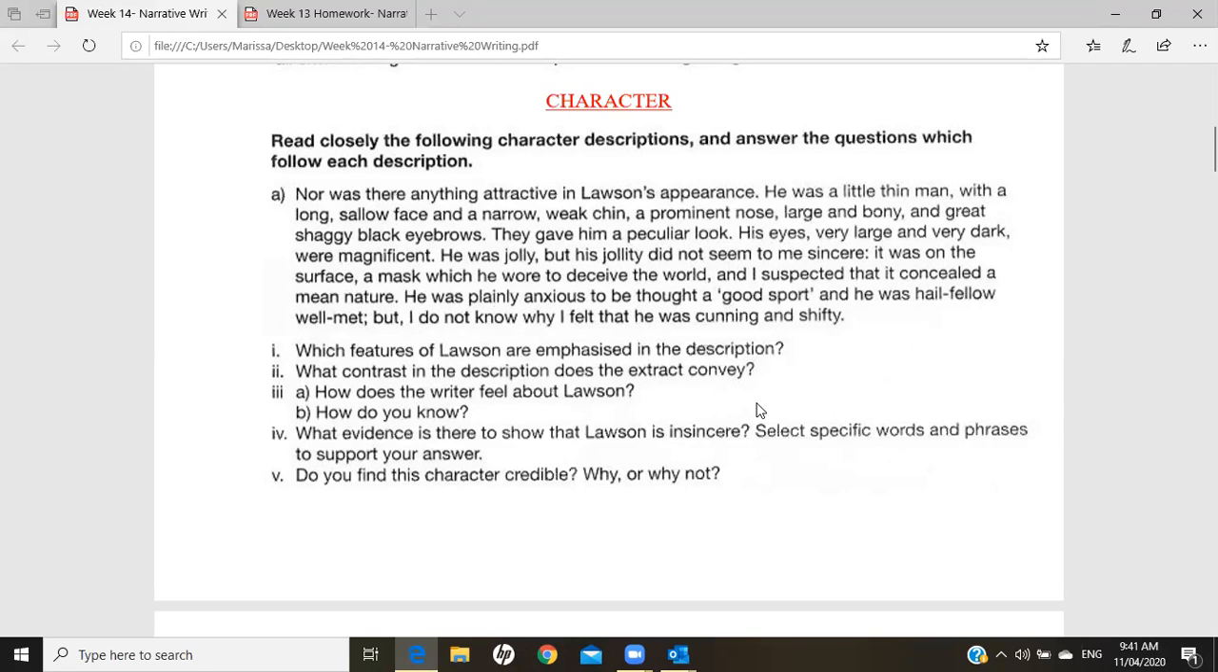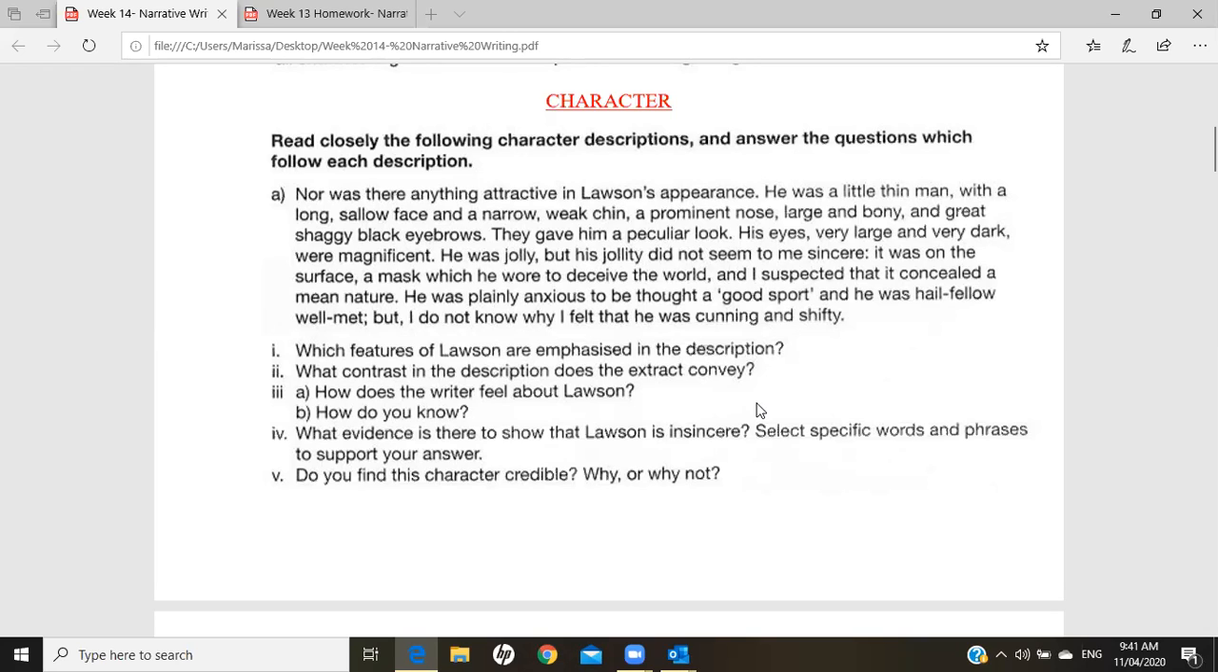And how do you know that the writer said he was two-faced? What did the writer say? Any particular line you read that sealed the deal that he was two-faced? Where it said it was on the surface, same mask which he wore to deceive the world, and I suspected that it concealed a mean nature. Yes. That part tells us that he was two-faced because the writer is saying that he was one way, but then the writer believes he was another. Very good. Lena, you wanted to tell me something about Lawson?